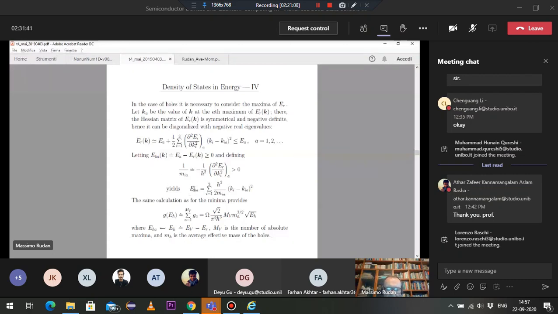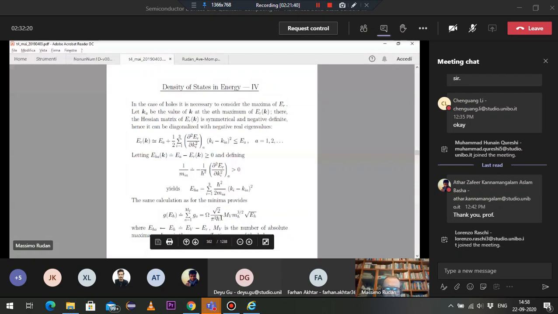Why do you introduce the symbol H? Because this stands for hole, okay? So this is the expression for the kinetic energy. We shall see it in a minute, okay? For the kinetic energy of the hole near the maximum of the valence band, okay? And again, it is quadratic. And again, the density of states is proportional to the square root of E sub H, okay?